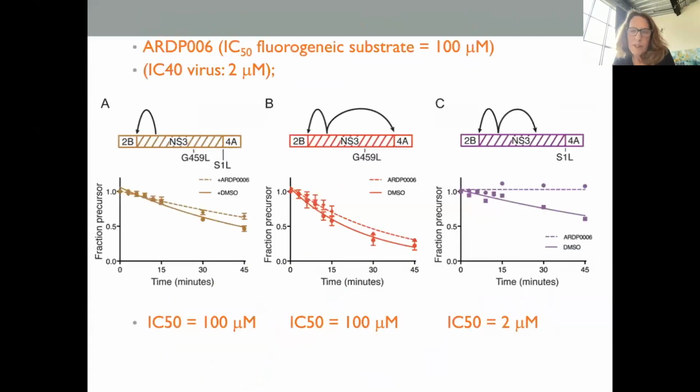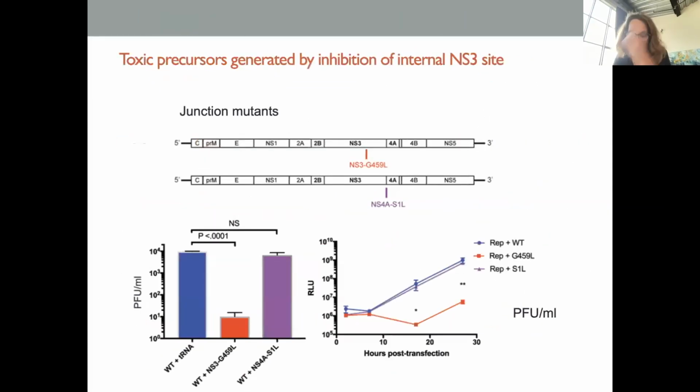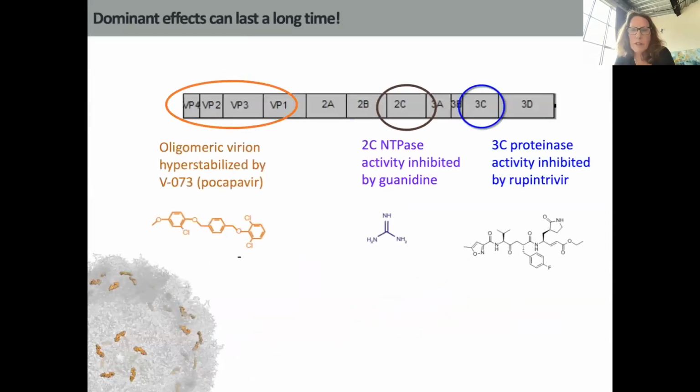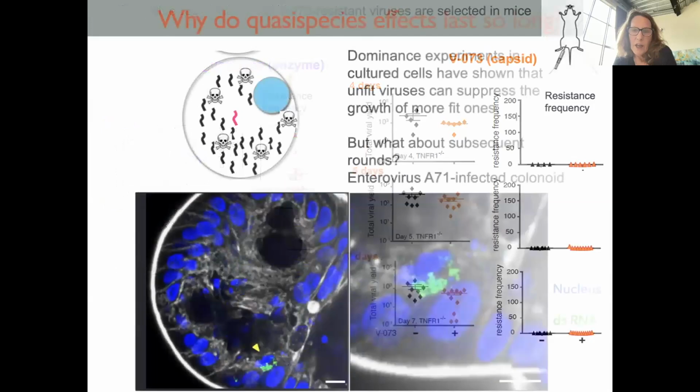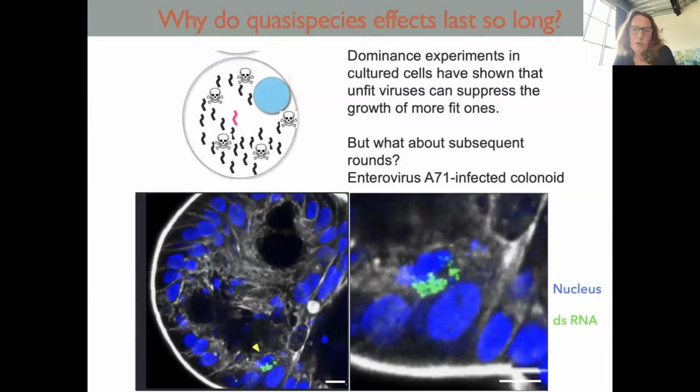I'm going to skip this because it's published data from dengue virus that shows that precursors can be dominant. And I'm going to talk to you about quasispecies again. So we know that we can dominantly inhibit the growth of viruses within infected cells in the first round of infection. That's some of the stuff I was showing you with co-transfection. What happens during viral spread? We really don't know how viral spread works in a lot of systems. So we wanted to investigate how long a quasi-species effect persists.